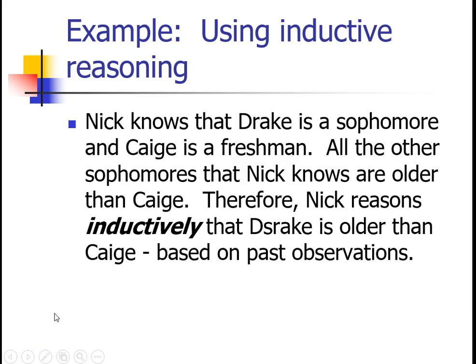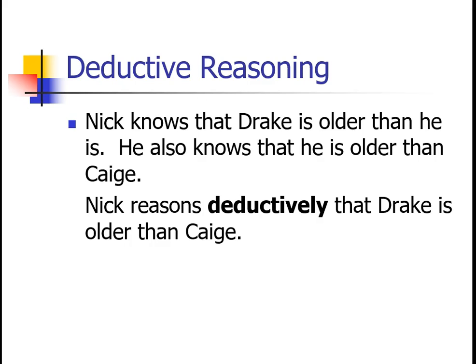Let's see how that differs. The deductive model would be like, Nick knows that Drake is older than he is. And he also knows that he is older than Cage. He puts those two together and he reasons deductively that Drake is older than Cage. That's deductive. It's absolutely true. There's no doubt about it. And using deductive reasoning requires a couple of laws of logic.